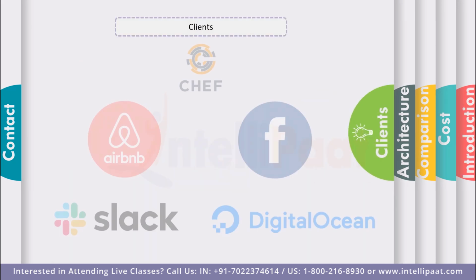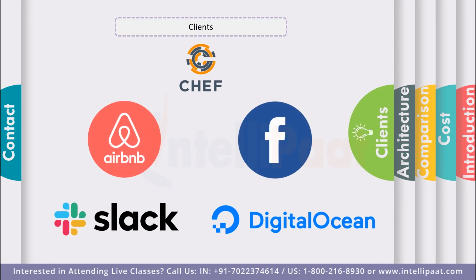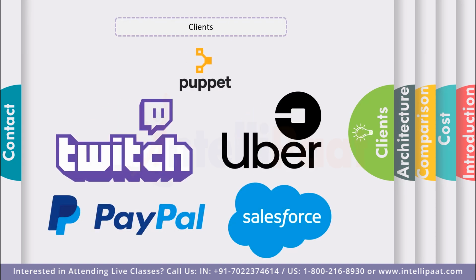Coming to the next one, which is clients. Chef is used by these companies over here. It is used by thousands of companies, and I just wanted to give you a brief. Airbnb, Facebook, Slack, and DigitalOcean are four major companies using Chef for their configuration management needs. Now coming to Puppet, Twitch, Uber, PayPal, and Salesforce are using Puppet for their configuration management needs.